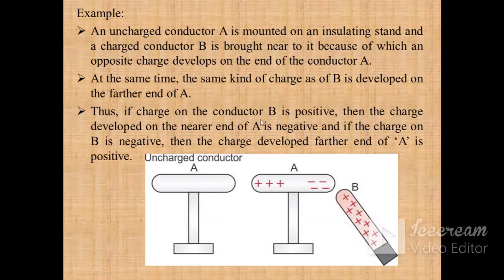So if the charge on the conductor B is positive, then the charge developed on the nearer end of A is negative. And suppose B is negatively charged, then here the charge will be positive and the charge here becomes negative. In this manner, the charge appears on the surfaces of the uncharged conductor due to the process of charging of a conductor by induction.